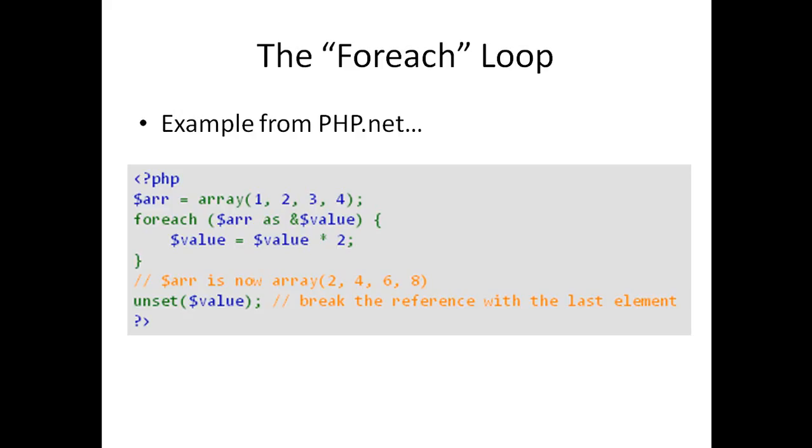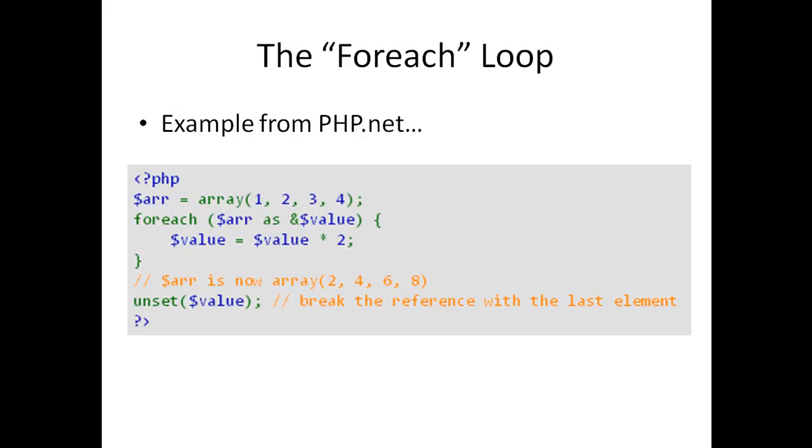You can then unset($value), which breaks the reference with the last element, because if you don't unset a reference like that, the value will still have a reference to the last element. So in other words, you're doing array(1, 2, 3, 4) by reference, value will hold a reference to 4, and then once $value = $value * 2 runs, it'll hold a reference to that 8 in the last element. So array index 3, 0, 1, 2, 3. It'll hold a reference to array index 3 unless you unset it. So that clears the reference.